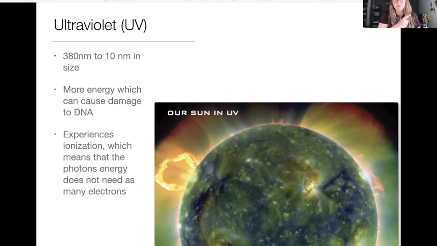But ionized salt is good for you. Don't worry about that. So this is an image of our sun using UV.